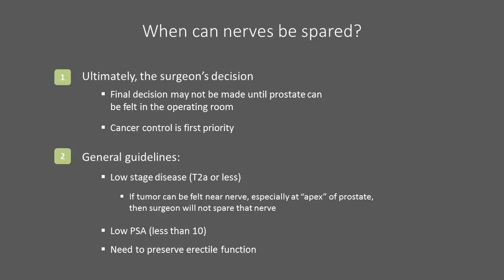General guidelines for nerve sparing are listed here. Firstly, the stage of the disease must be low, and there must not be a tumor nodule near the nerve. If tumor can be felt near the nerve, especially at the so-called apex of the prostate, then the surgeon will not spare that nerve. Secondly, the PSA should also be low. And finally, of course, the patient should already have good erections and a need to preserve his erectile function.